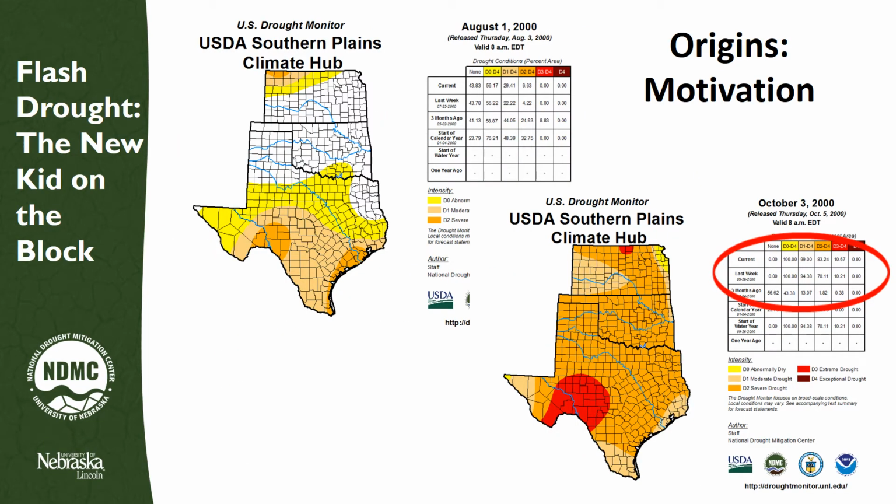Here's the drought I was speaking to that motivated this in the southern plains, where late summer 2000, we had less than 2% of this region, of these three states, in severe drought or D2 or worse. And 8 to 12 weeks later, we were seeing over 80% of the region in severe drought or worse. So rapid onset, to say the least.